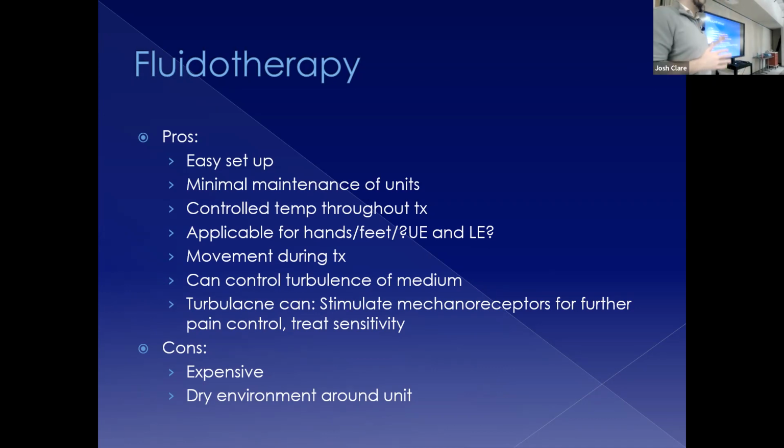Control of temperature throughout treatment is a real big benefit. It's applicable for hands and feet. There are some different sizes. This is pretty much the standard size, but maybe we could get one that goes as far up as just distal to our elbow, so you can cover more area than you can with paraffin. That's nice. You can move during it. You can control the turbulence, how much air and how much those corn husks go flying.